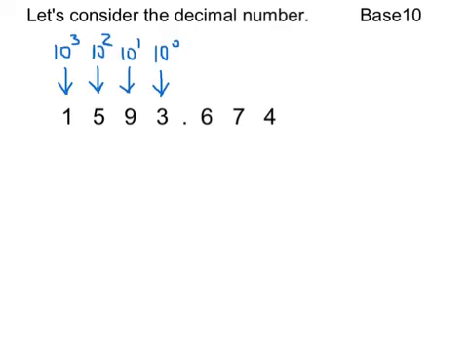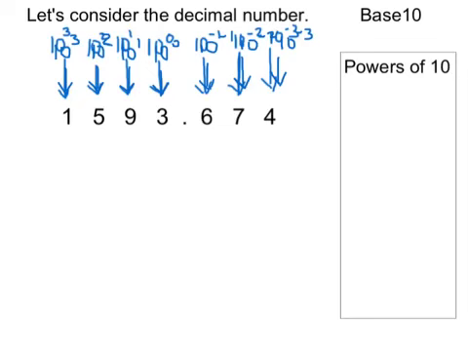And if we move to the right of the decimal point, the 6 is in the 1/10ths position, or 10 to the power of -1. 7 is in the 100ths position, or 10 to the power of -2. And lastly, the 4 is in the 1000ths position, or 10 to the power of -3.